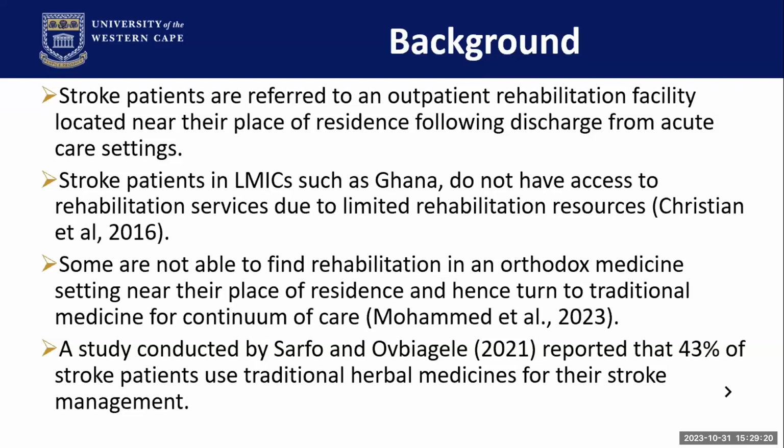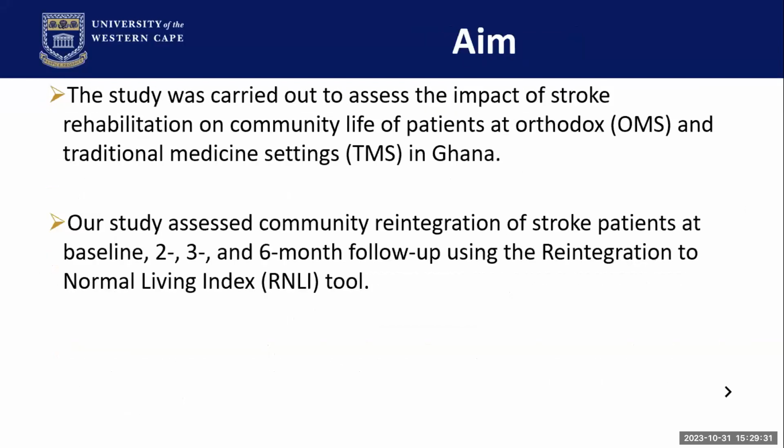A study conducted by Safo and Obiagele reported that 43% of stroke patients make use of traditional herbal medicines for their stroke management. So our study was carried out to assess the impact of stroke rehabilitation on the community life of patients who are at orthodox and traditional medicine settings in Ghana. And we assessed community reintegration of stroke patients at baseline, and at 2, 3, and then 6 months follow-up using the Reintegration to Normal Living Index instrument.